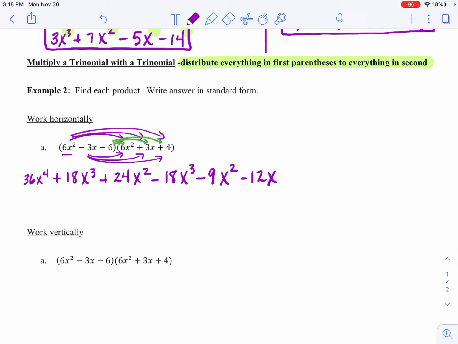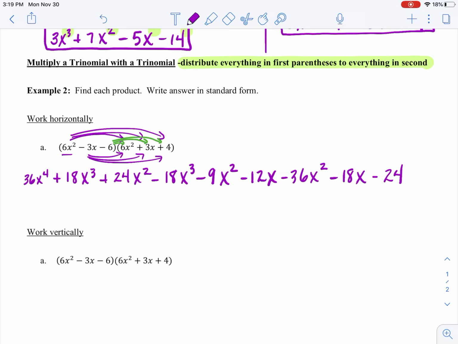Finally, the green arrows. We have to distribute the negative 6. Remember, everything in the first parentheses is getting distributed to everything in the second parentheses. So when we do the negative 6, the first green arrow says negative 6 times positive 6x squared. That's negative 36x squared. Then negative 6 times a positive 3x. That's negative 18x. Then negative 6 times a positive 4. That's negative 24. We have finished the distribution.